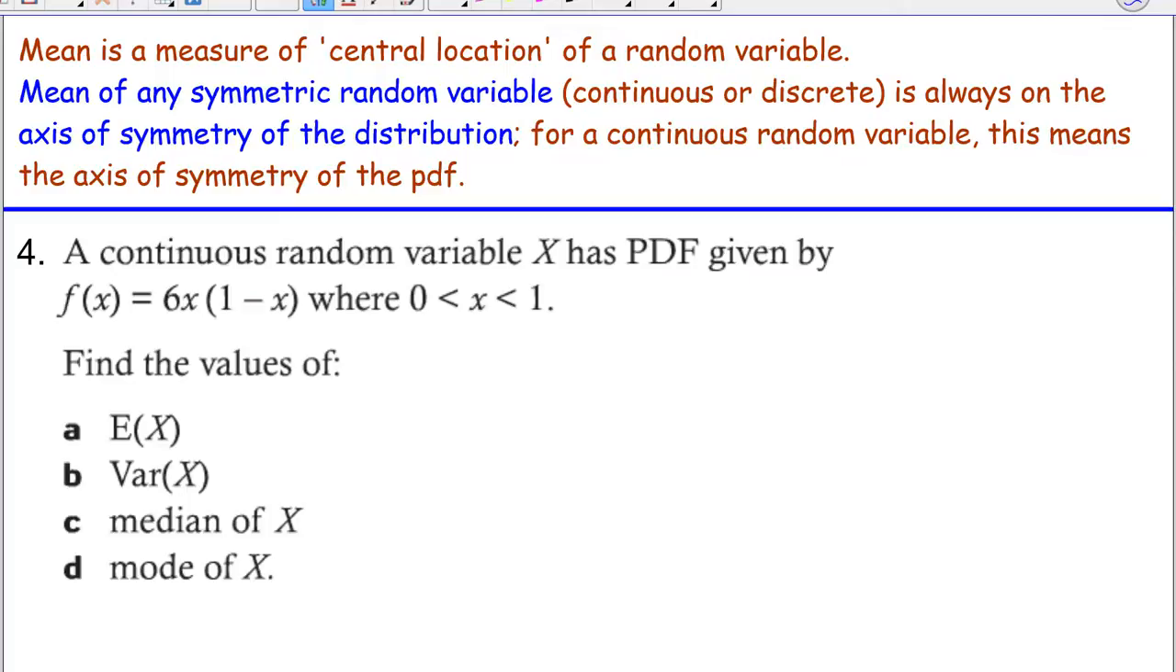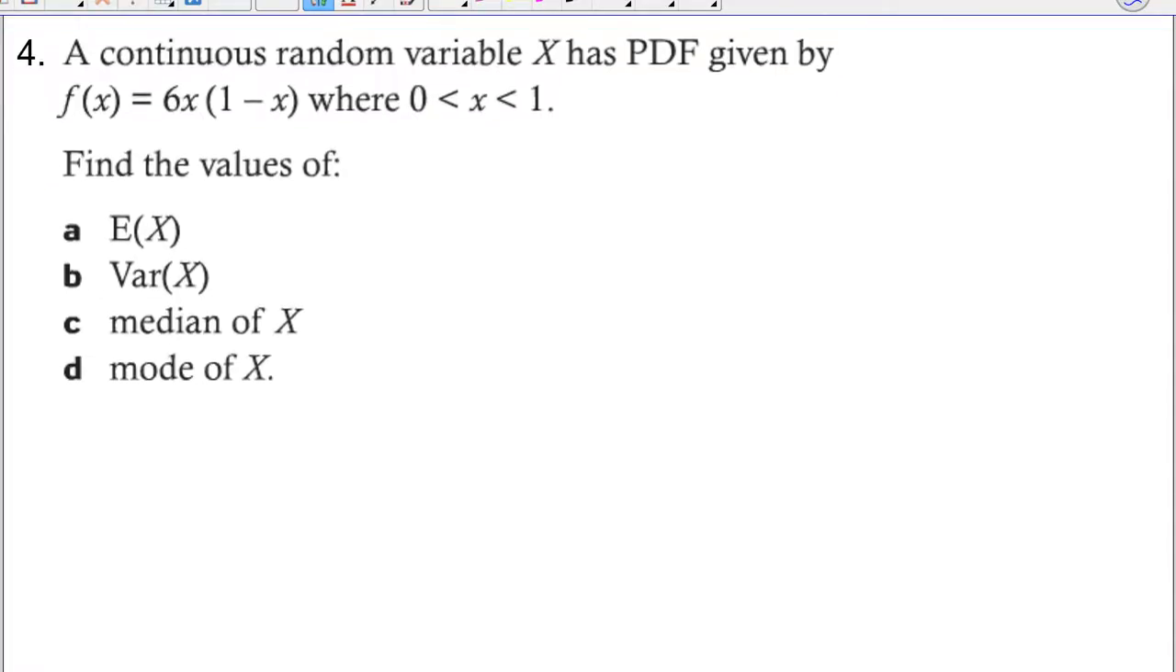So basically what we're saying here is the mean of any symmetric random variable, continuous or discrete, is always on the axis of symmetry of the distribution. For a continuous random variable, this means the axis of symmetry of the PDF. Now, here's a question. A continuous random variable x has PDF given by this, where x is between 0 and 1. Find the values of the expected value, the variance, the median, and the mode.